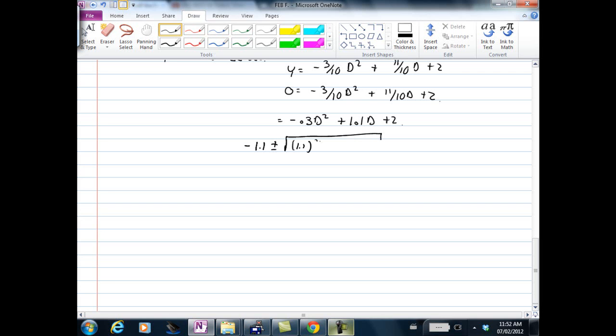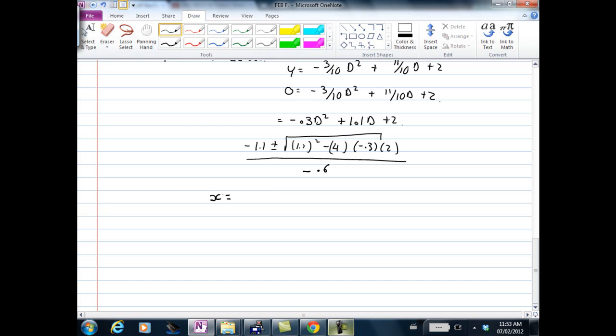1.1 squared minus 4. Be careful about this part right here. That's negative 0.3 times 2. And look at my line. See my line? It extends from one end to the other end. You can't just leave it halfway. Over negative 0.6. Guys and gals, I want you to take a minute and solve for my two values right now. You will have two answers. Give me an answer in decimal form.